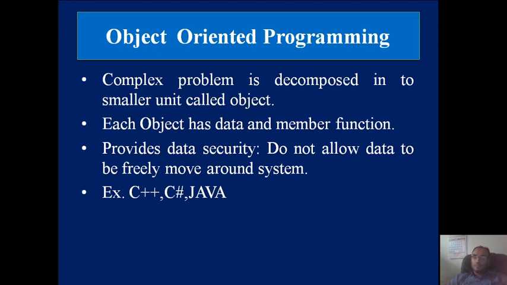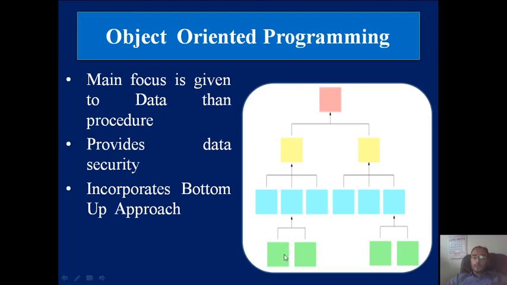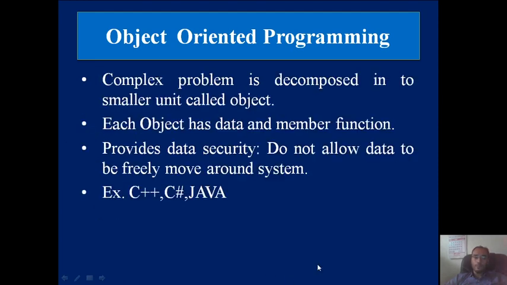In upcoming presentation slides, we are going to discuss what is an object and what is a class, but over here, for simplification, we can say that an object is a type of variable. Another characteristic is that it provides data security. Whatever data is stored inside one object cannot be accessed by another object. So it provides data security.